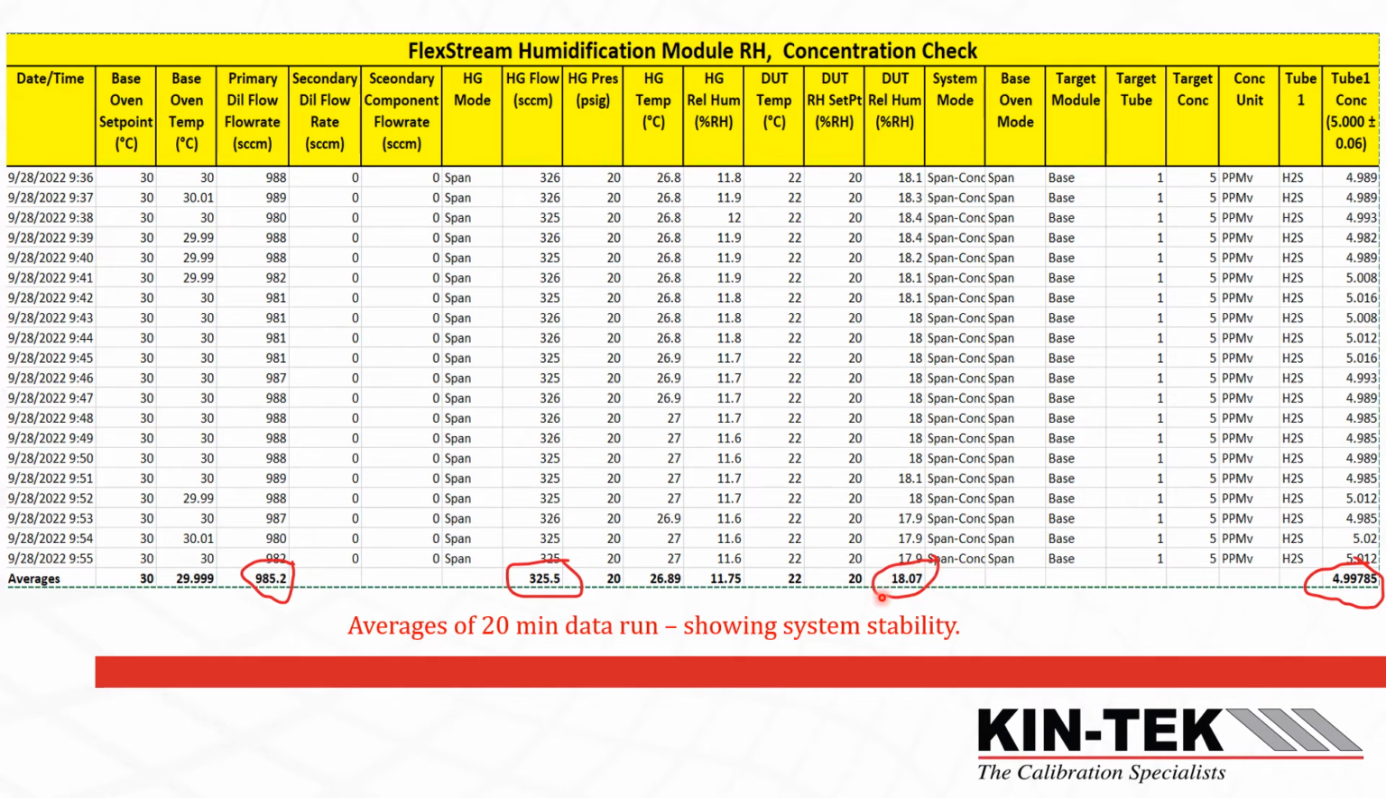Now we can see over our 20-minute span, we had 18% RH, which is well within our plus or minus 3% window. And then we did maintain our 5 ppm H2S. So we can see here, we created our calibration gas. We held it within the plus or minus 3% RH that we desired, or that we set. And we did that by varying the flow ratios here.